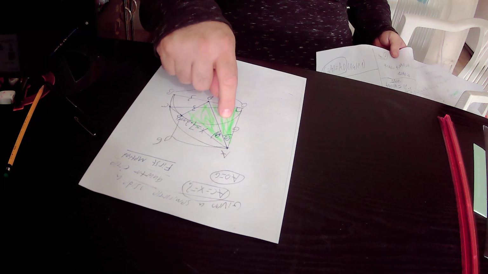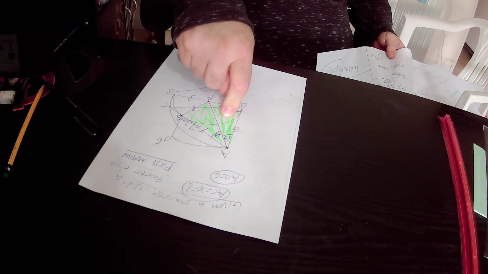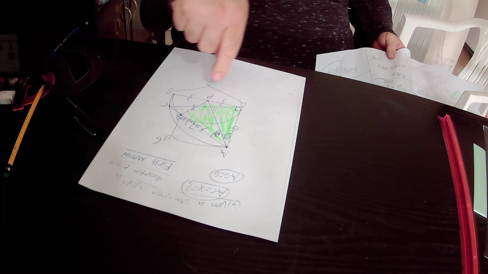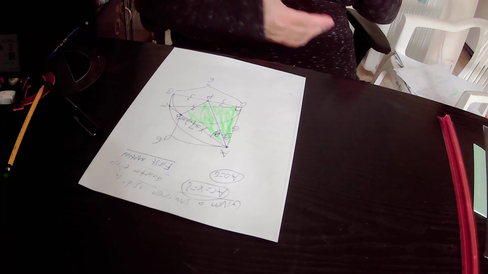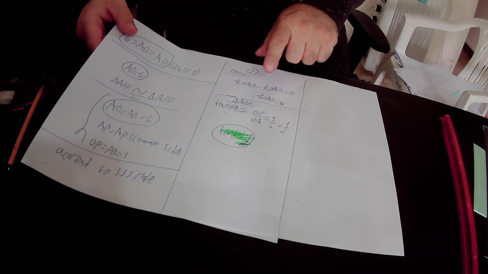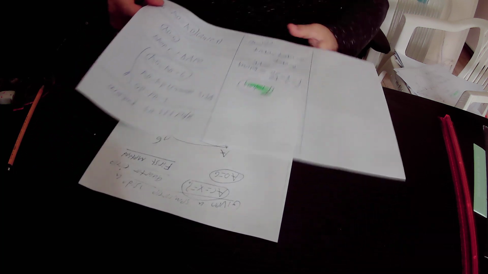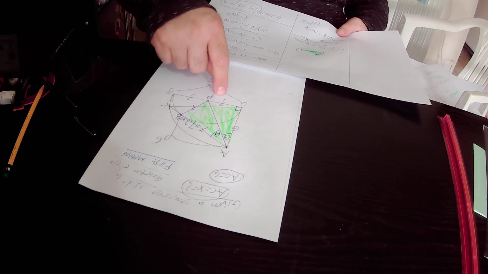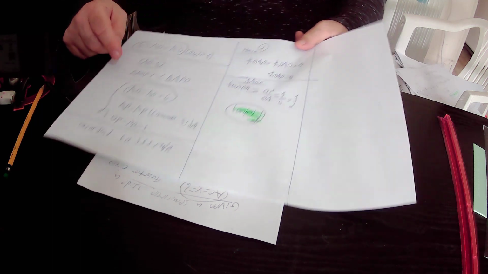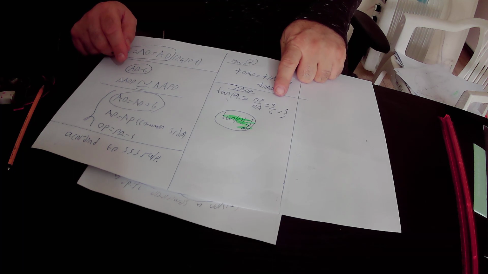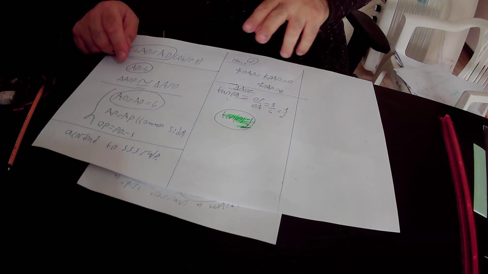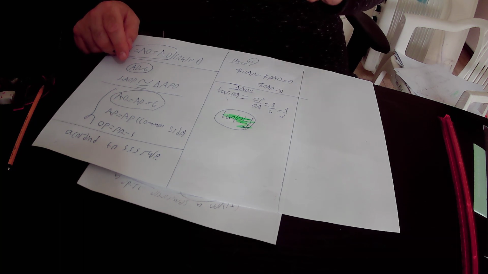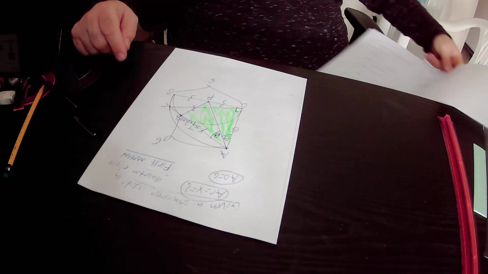Then we focus on the right triangle AOP, the right green triangle AOP. In the green triangle AOP, sine theta equals OP over OA. OP equals 3 units, OA equals 6 units. So sine theta equals 3 over 6, that is 1 over 2. So in conclusion, we found out that sine theta equals 1/2. Okay?